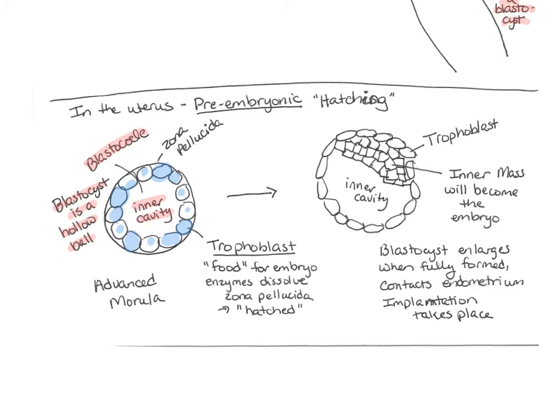The outer layer of the cells is called a trophoblast. Tropho means food, so the trophoblast provides nutrients. The trophoblast releases enzymes that dissolve the zona pellucida. The process of dissolving the zona pellucida is called hatching, like the hatching of an egg. A second group of cells cluster at one end inside the blastocele called the inner cell mass. It's this inner cell mass that will become the embryo.